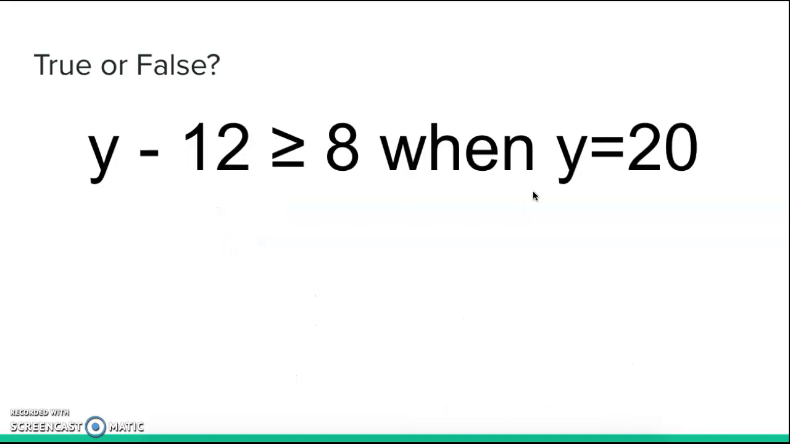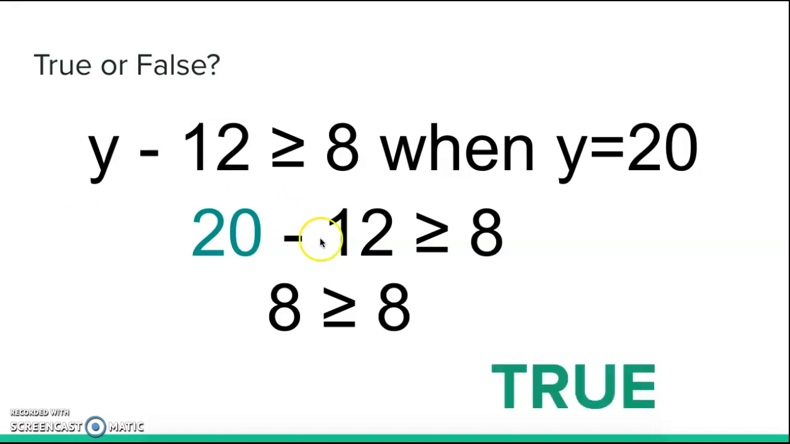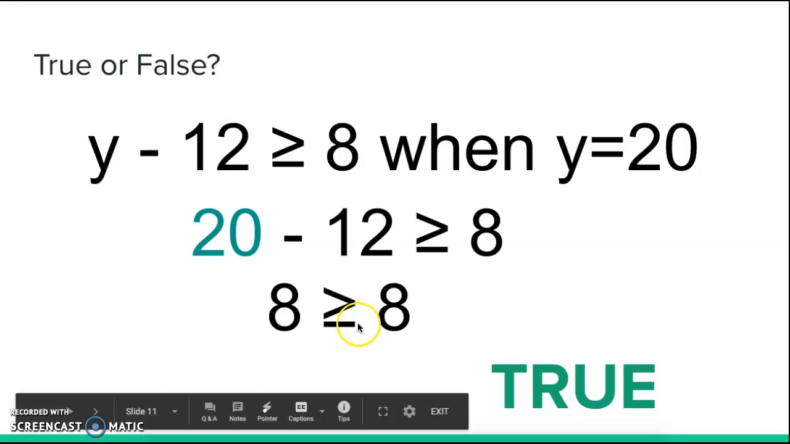Okay? Next one, y minus 12 is greater than or equal to 8 when y equals 20. Again, take the 20, substitute it in to the y's place, so it looks like 20 minus 12 is greater than or equal to 8. So we start to evaluate. 20 minus 12 is 8. Is 8 greater than or equal to 8? Yes, this one is true because of the or equal to sign. Okay, because it's greater than or equal to, and these are equal, then it's true.